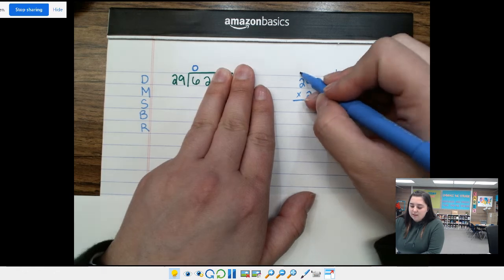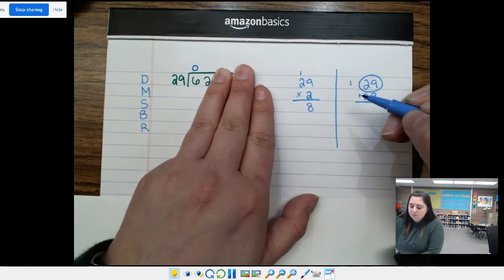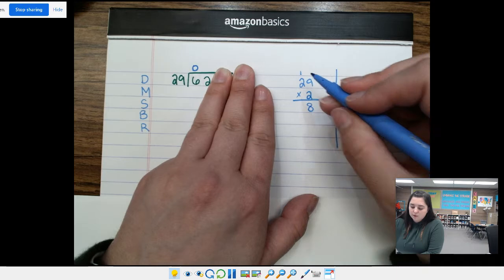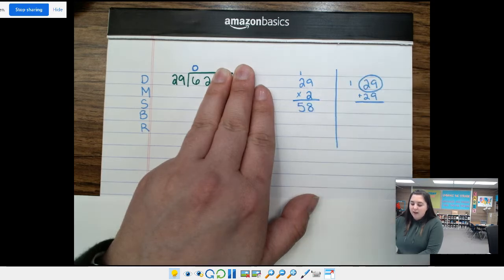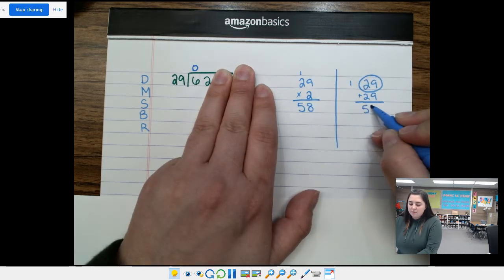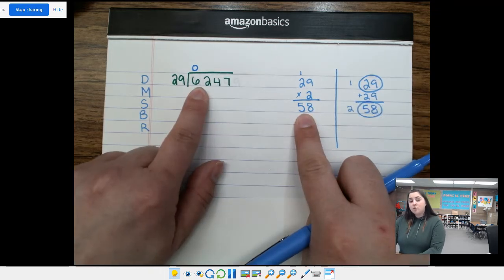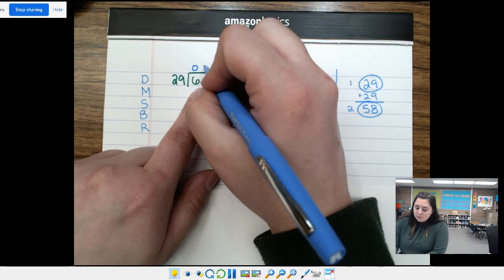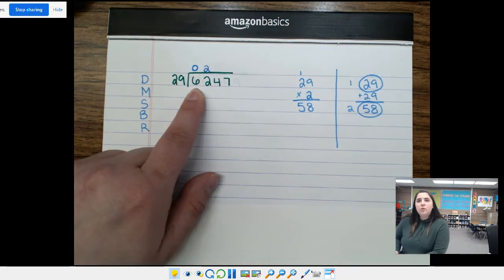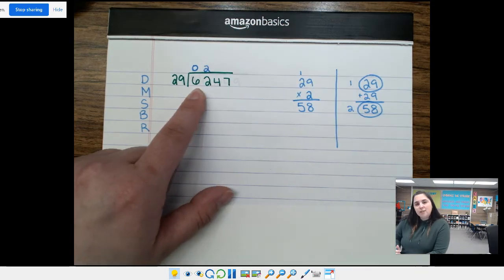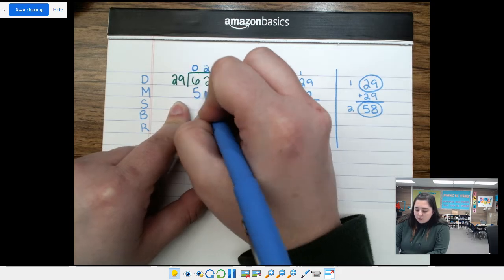2 times 9 is 18. 2 times 2 is 4, plus 1 is 5. And you'll end up getting that same thing here. And 58 is pretty close to 62. So I'm thinking I am right. 2 times, I couldn't get to 62, but we got to 58.